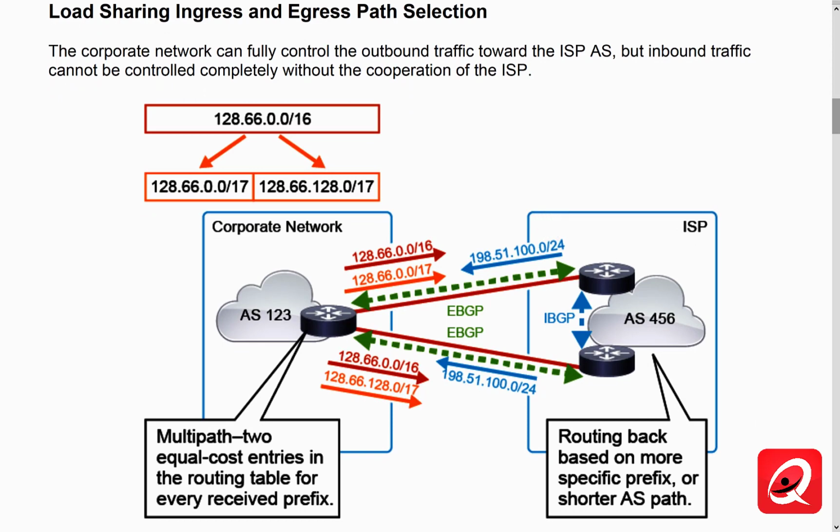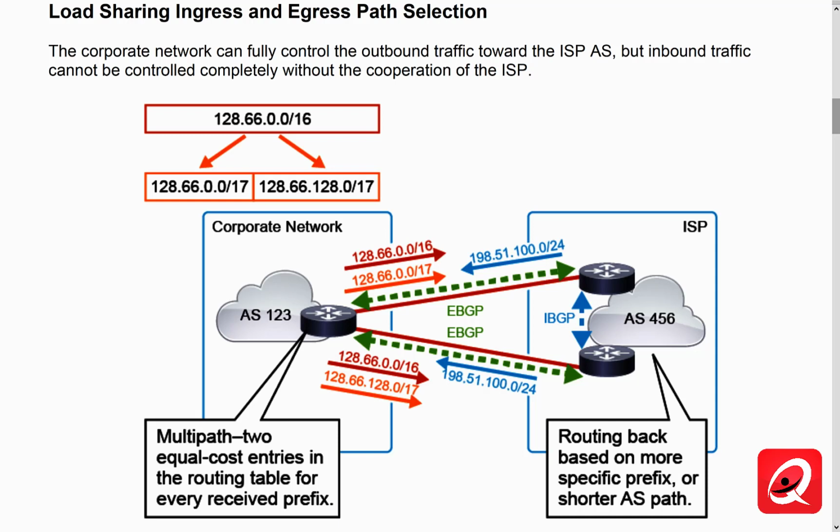Here's an example. We have multipath. We have 2 equal cost entries in the routing table for all the prefixes that we're learning from the ISP, ISP 456, right? And it's advertising the 198.51.100 prefix to AS123 over both of those eBGP peering sessions. Okay. Obviously, load sharing.